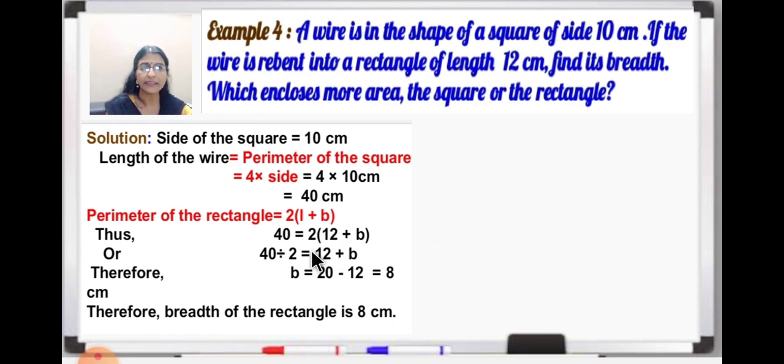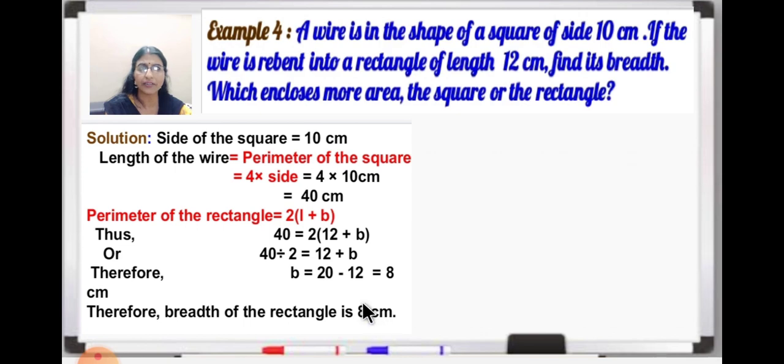And now we'll solve it. Here this 2 is multiplied, so we'll bring it to the other side. So it will become 40 divided by 2, which is equal to 12 plus b. And 40 divided by 2 is 20. And then what you will do? Here it is positive. When you take it to the other side, 12 will become negative. So b is equal to 20, here you can see on division we got 20, 20 minus 12, which is equal to 8 cm. So 8 cm is the breadth of the rectangle.